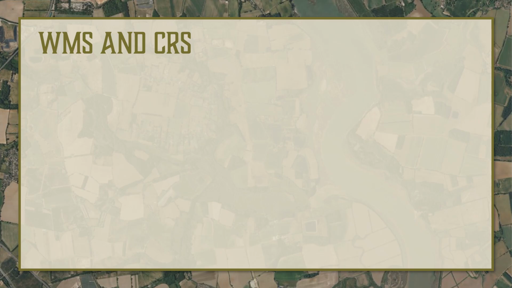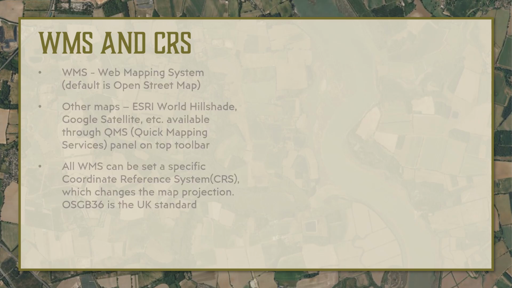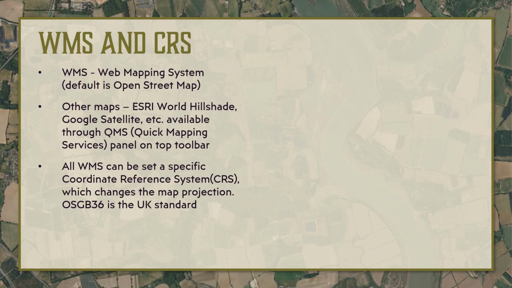So two things you want to remember are WMS and CRS. WMS stands for Web Mapping Service. So this is a virtual map. The default on QGIS is the OpenStreetMap. And other maps include Esri World Hillshade and Google Satellite, which are also available through the QMS or the Quick Mapping Services panel on the top toolbar.